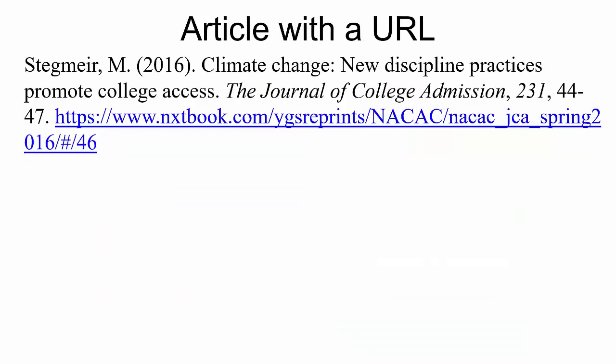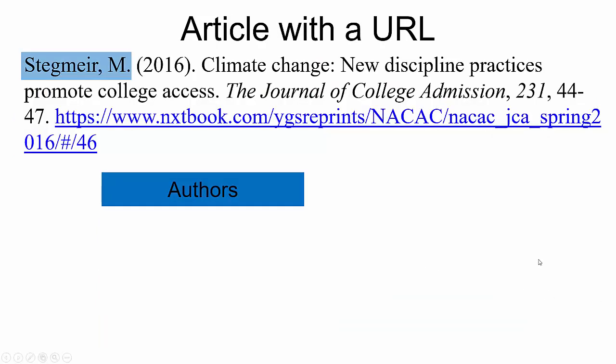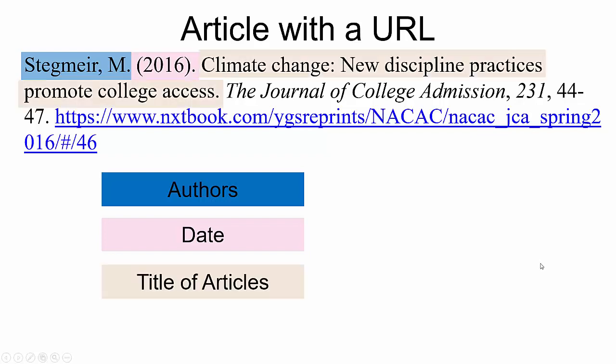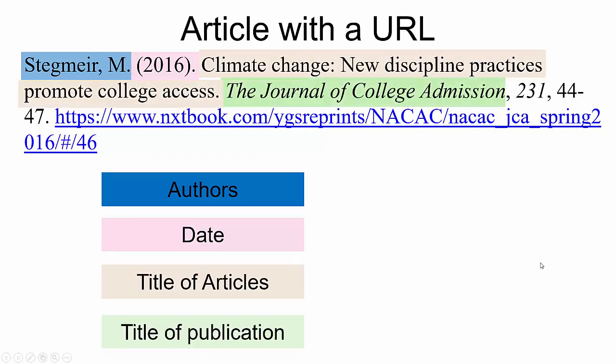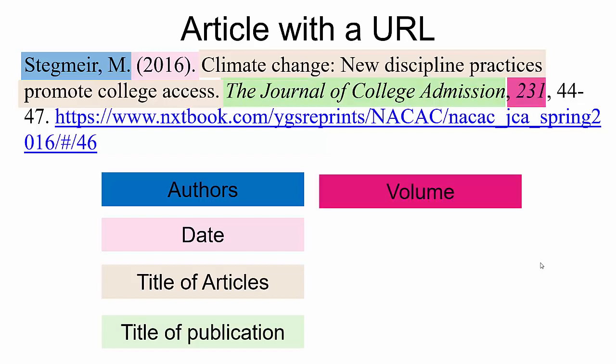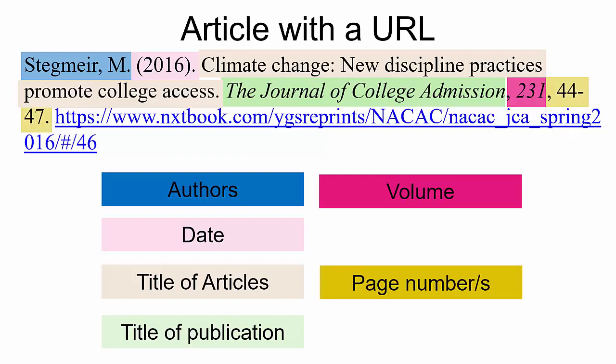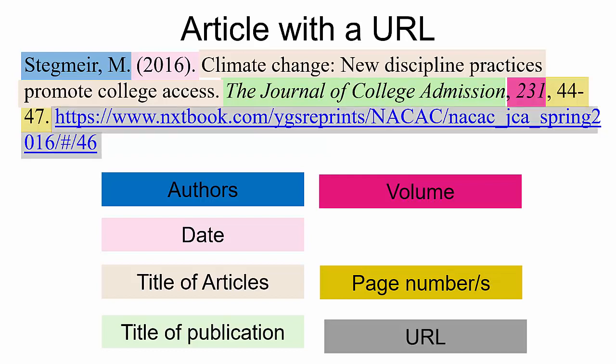Next is an article with a URL. Same format for author, date, only this one just had a year. Title of the article, journal. This is an example of a journal that does not have issues, so it can be left off. Page numbers, and then instead of a DOI, you use the URL. Same format as the DOI, active with no period.